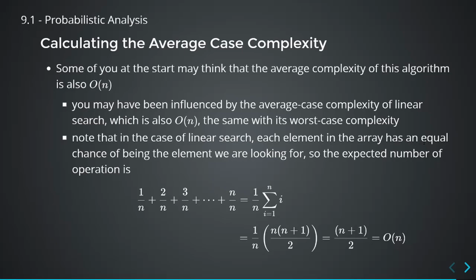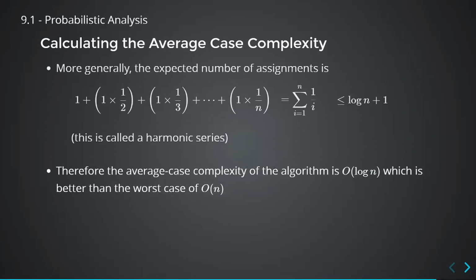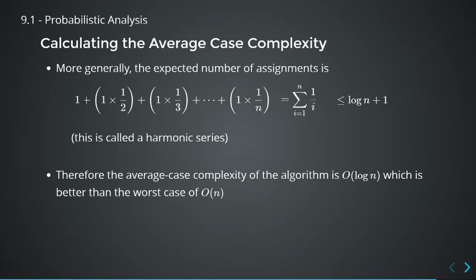And in that case, the complexity is n over 2, which is still big O of n. The same with the worst case complexity. But if you look at how we derive that using probability, it's actually different to the harmonic series we have here. So this is 1 plus 1 over 2 plus 1 over 3 plus 1 over 4 plus dot dot dot plus 1 over n.